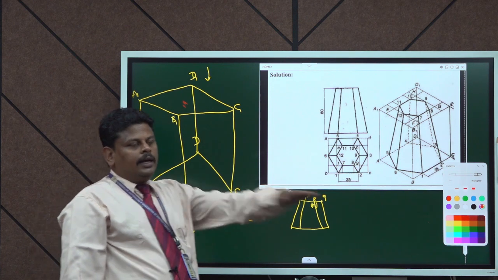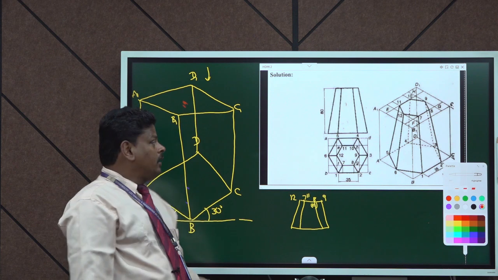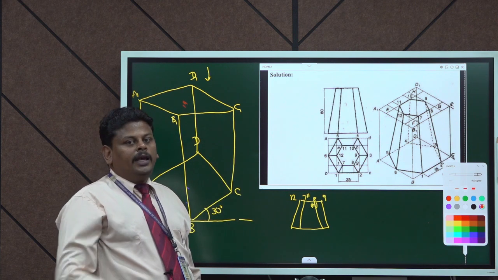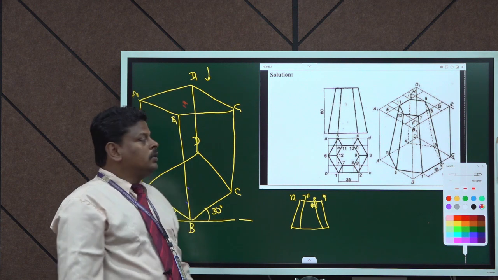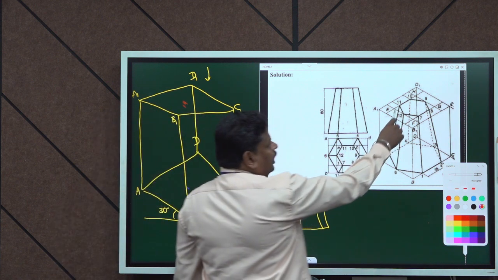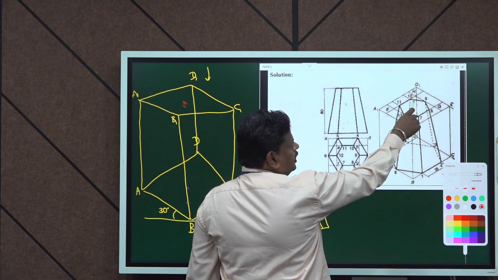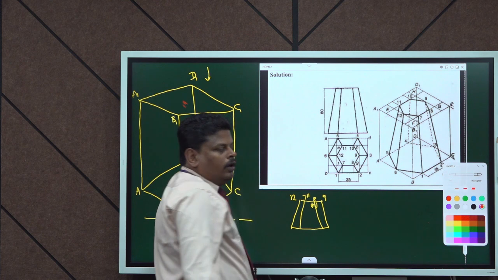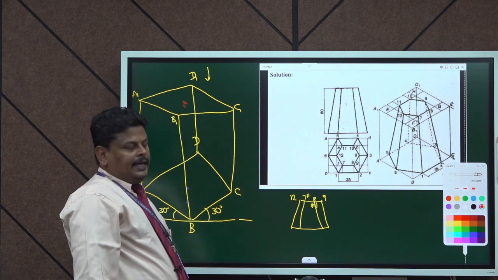So after cutting this hexagonal pyramid, when we see from the top, we will be able to see all the points. So that can be drawn by continuous bold lines. All the points 7, 8, 9, 10, 11, 12 can be joined by using continuous lines.